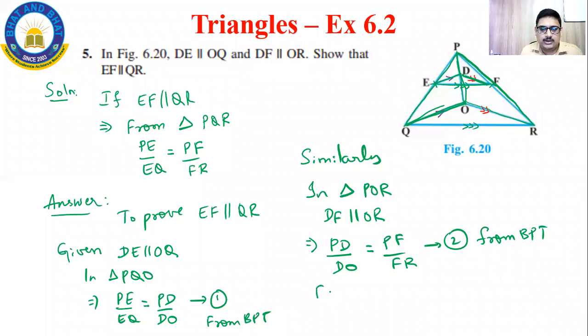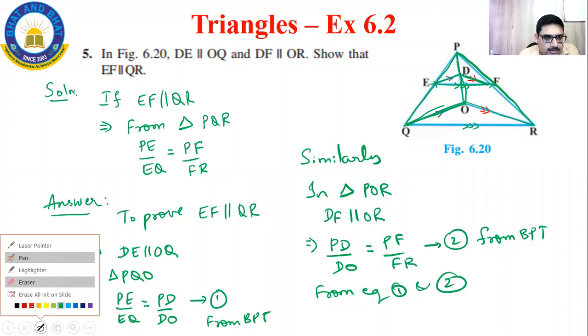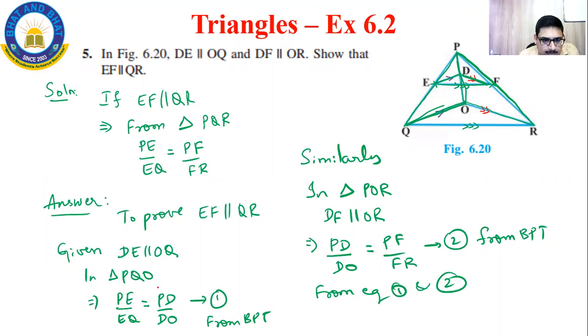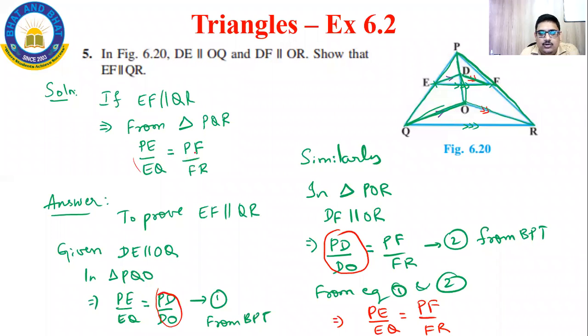So observe equations 1 and 2. Now tell me students, what is common? See, PD by DO is here, PD by DO is here. So that means, what is my conclusion? PE divided by EQ is equal to PF divided by FR. PE divided by EQ is equal to PF by FR.